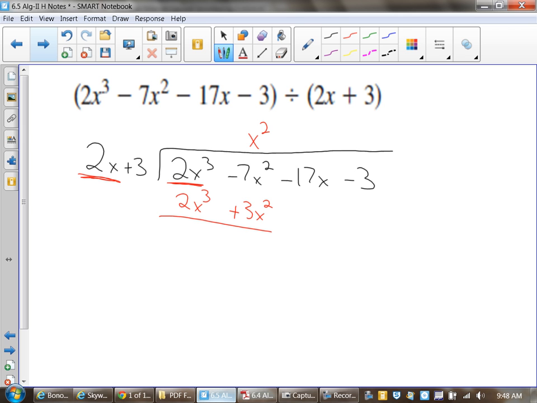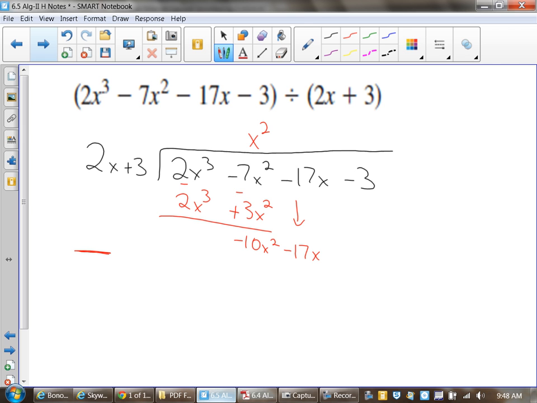What do you think I do now? Subtract. Very good. I subtract just like I did earlier. Now, 2x cubed minus 2x cubed, it's gone. Good, that's what we wanted to do. Negative 7 minus 3 is how much? Negative 10. So it becomes negative 10x squared. What do I have to drop down now? Drop the negative 17.